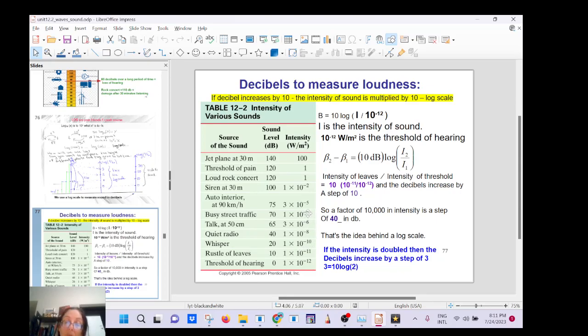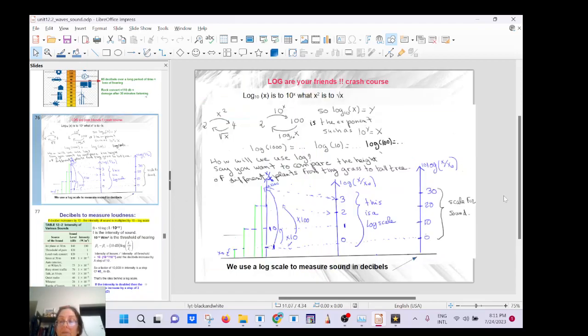So each time you multiply by 10 on that scale, you increase by a step of 10. Okay, so that's how it works. It's called a logarithmic scale. And a logarithmic scale is very useful, for example, if you want to compare things that are very different in size.